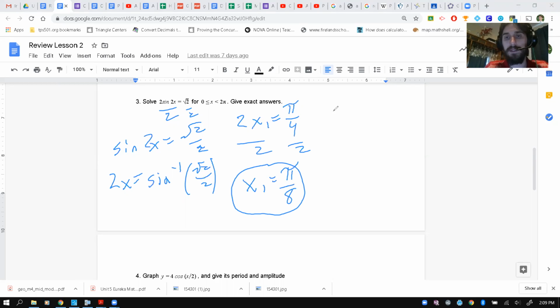So to find my answer in the second quadrant, I'm going to use my reference angle, which is this one, because in the first quadrant, your theta and your reference angle are the same thing, right?